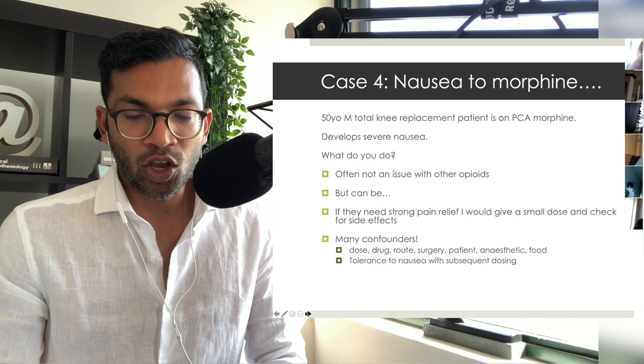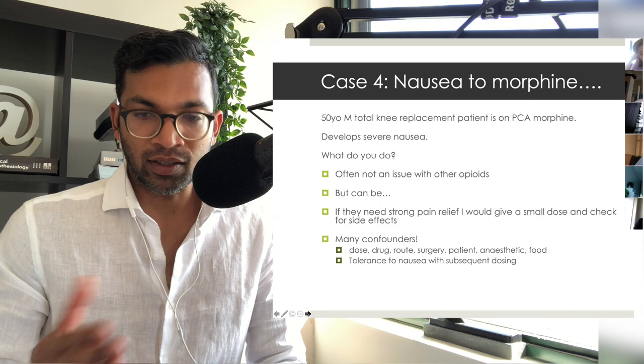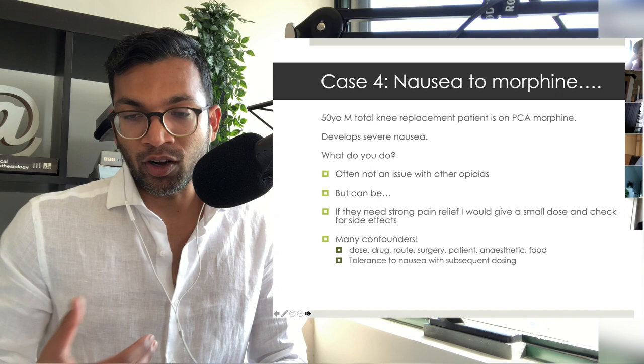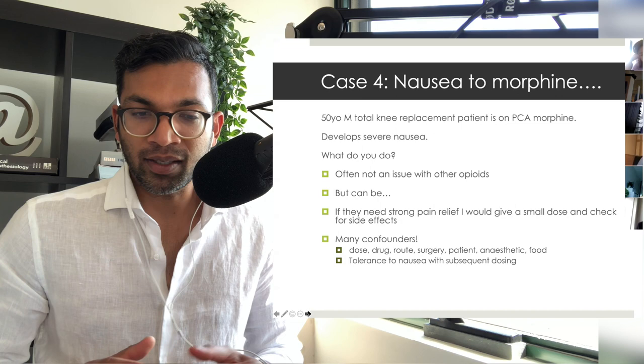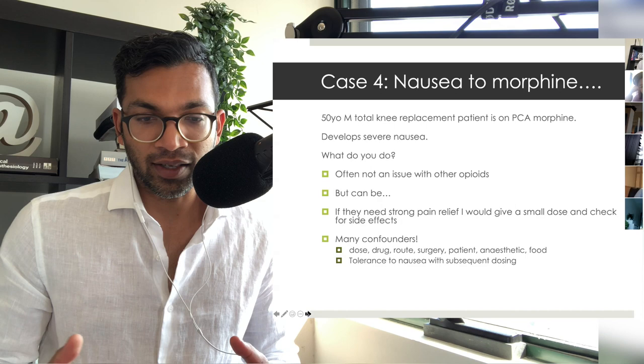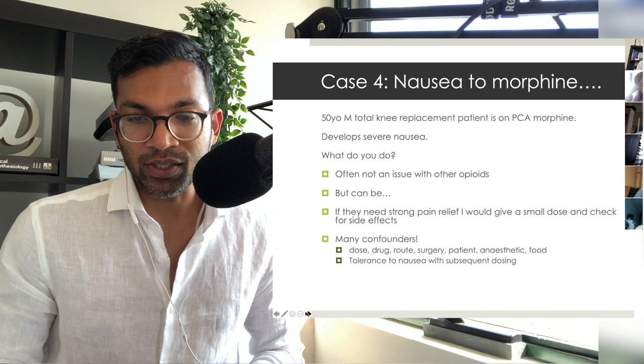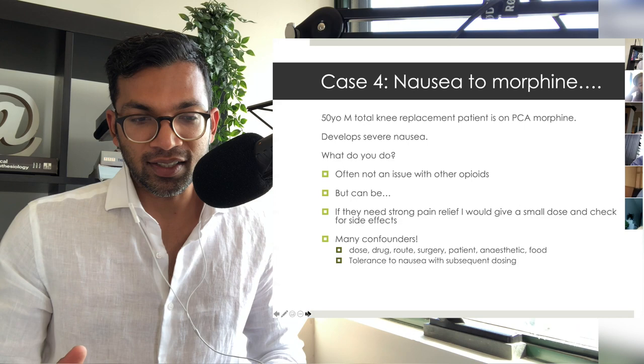But there's also so many confounders. It depends on what dose the drug was given in. A low dose of something might not cause nausea, higher doses will. The type of drug, the route: oral might cause nausea, but IV doesn't, and vice versa. Maybe the patient in that moment had some kind of surgical problem. Maybe the patient was anxious for another reason or had another reason for nausea. Maybe they had an anesthetic that was nauseating. Maybe they ate a certain food that caused nausea as well. So there's a lot of variables to think about.